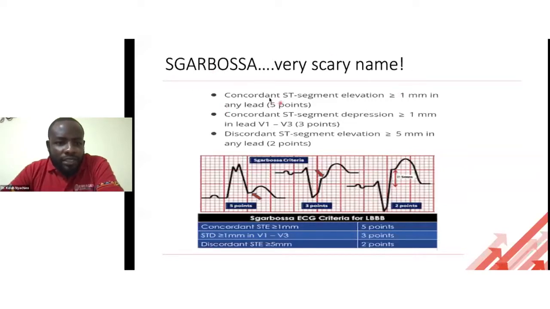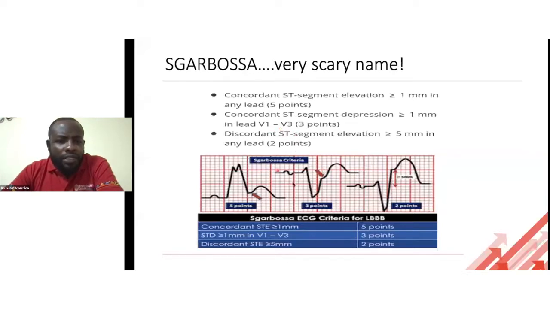Okay, so the criteria has 3 points. Anytime you have concomitant ST elevation greater than 1 millimeter, by concomitant we say the R wave and the T wave are on one side. So there's concomitant ST elevation greater than 1 millimeter. That is 5 points. Or there's concomitant ST segment depression, especially in V1, V2, V3. So you have the ST segment going down concomitantly, greater than 1 millimeter, as you're seeing here, especially in V1, V2, V3.